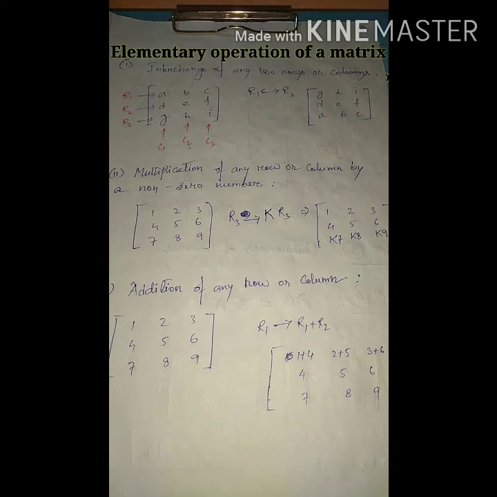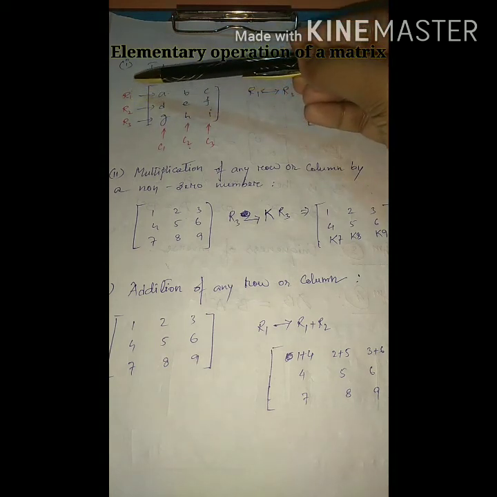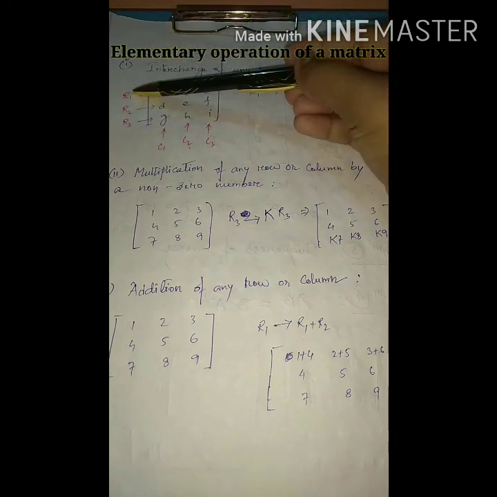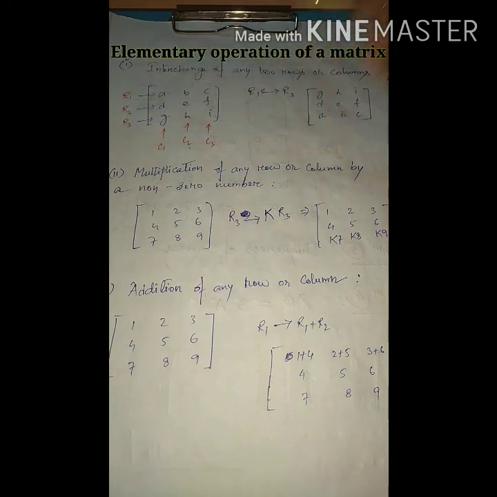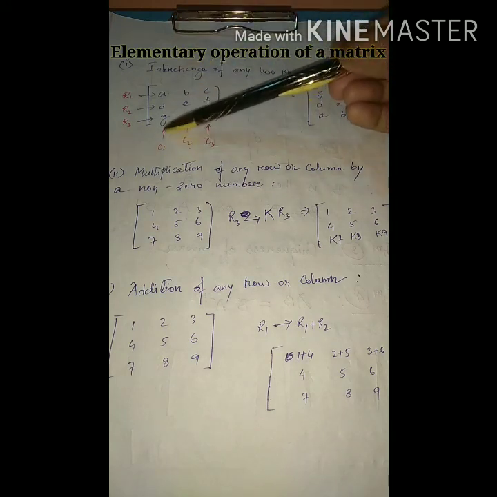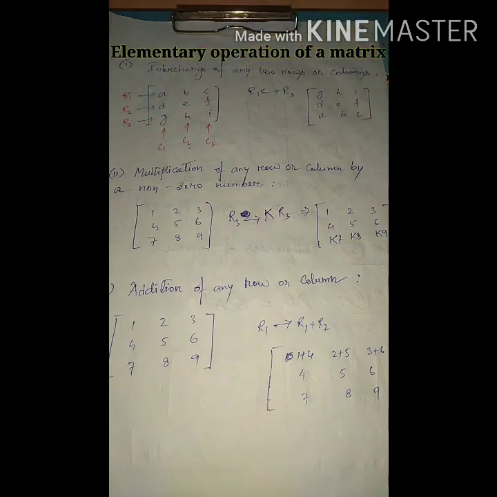The first one written here is interchange of any 2 rows or columns. That means we can easily interchange any 2 rows or any 2 columns. Suppose this is the first row, second row, third row, which we define by capital letters R1, R2, R3. R1 means the first row, R2 the second row, R3 the third row. Similarly, we can define C1, C2, C3, or it may be C4, C5 also: column 1, column 2, column 3. In this way we can define. So interchange of any 2 rows or any 2 columns.